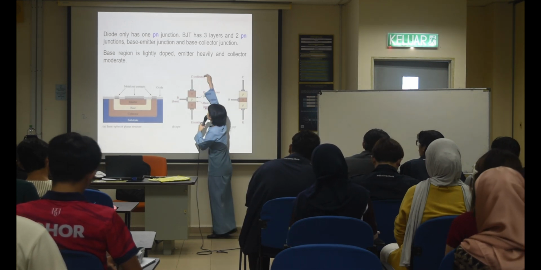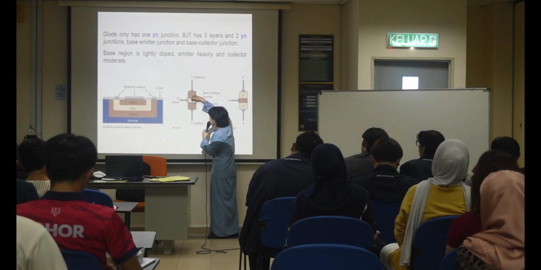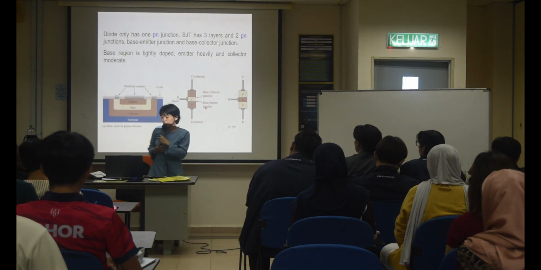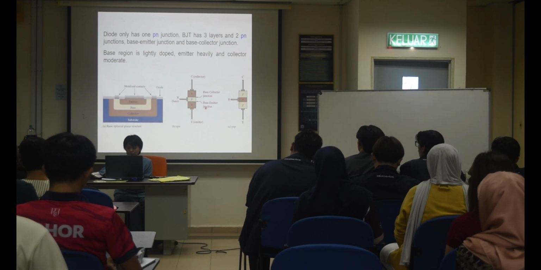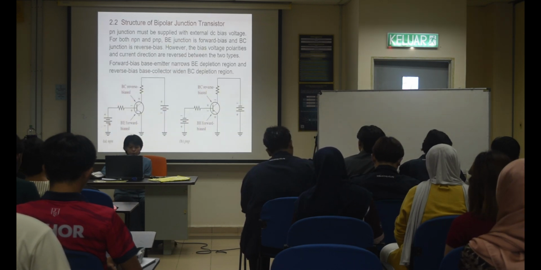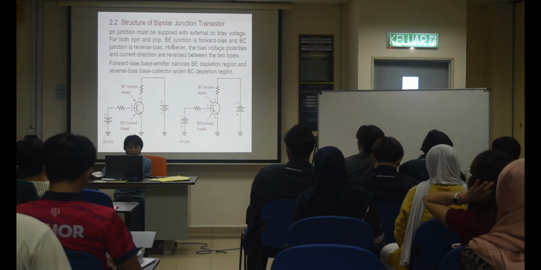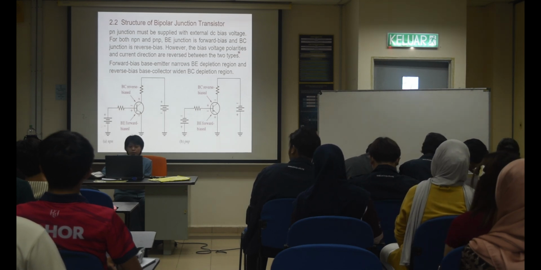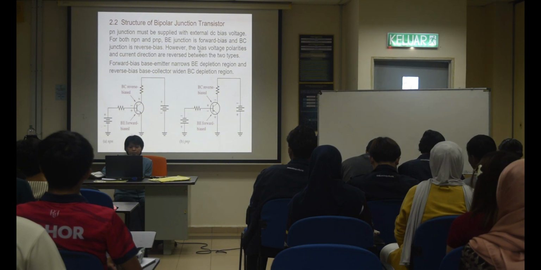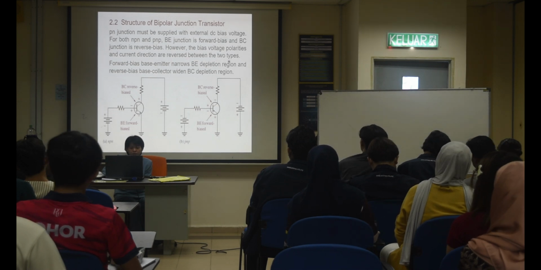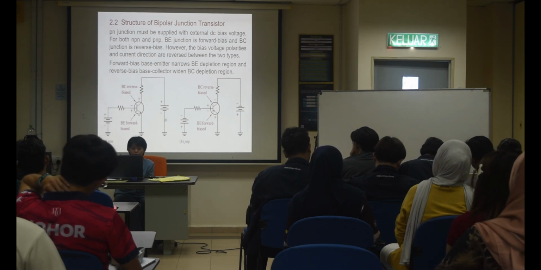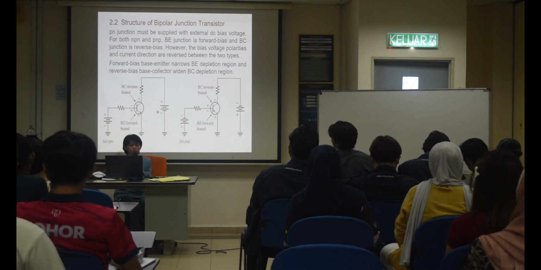Because the power supply from the collector will supply inside here and then turn one round. I'll show you the video, how it's done. So you see here, forward bias and reverse bias. However, the bias voltage polarity and the current direction are reversed between these two junctions. This one is the power. We have two power supplies. For a BJT we must use two power supplies.